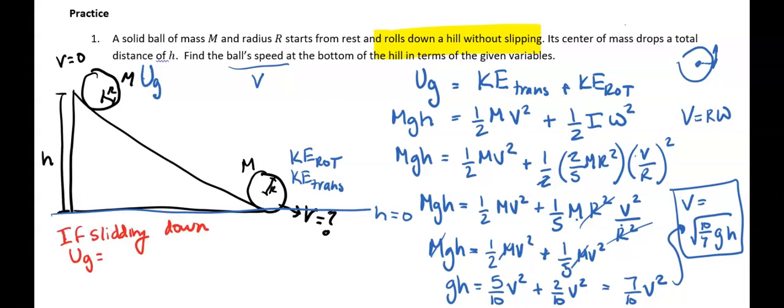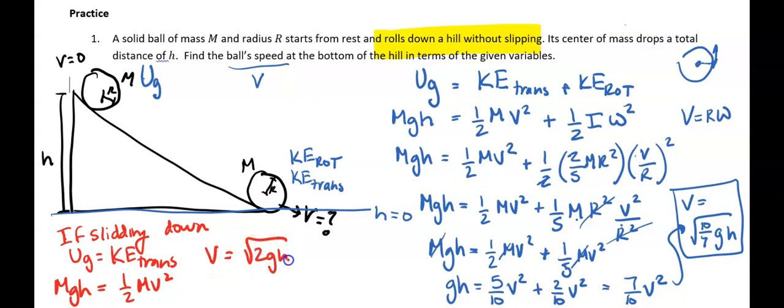Great. So I just want to think of one quick side example. So if something was sliding down, so at the top, let's just say we had like a square object sliding down. Again, no static friction can make it move. Then we could say UG is equal to KE translational. Again, no rolling motion. So if we were to solve this, let's just see what we get real quick. So MGH is 1/2 MV squared. So V would just be the square root of 2GH.